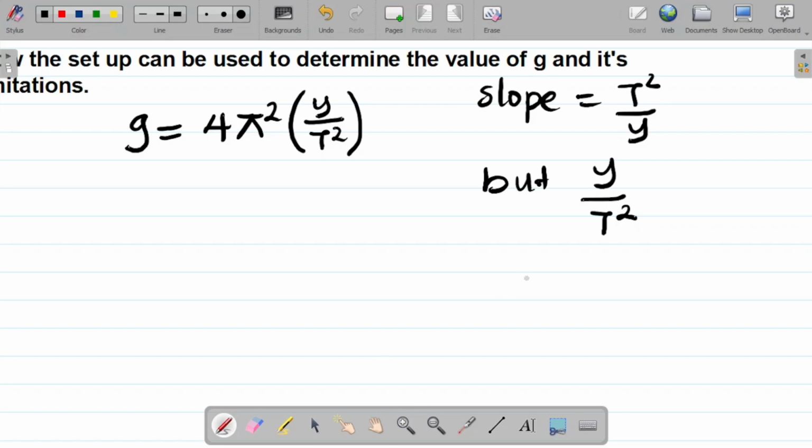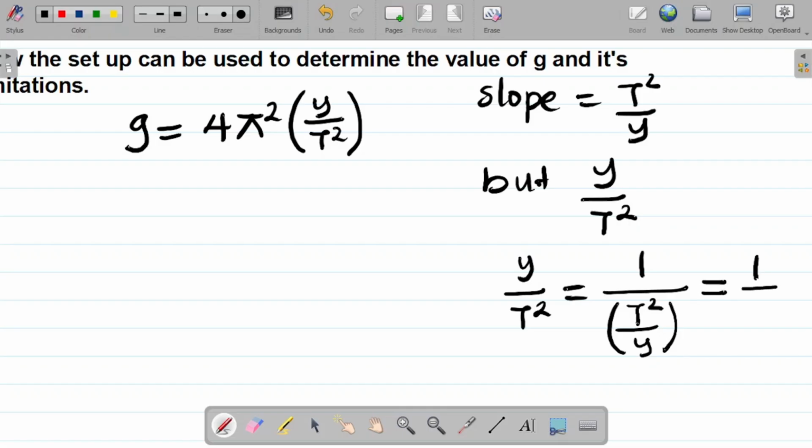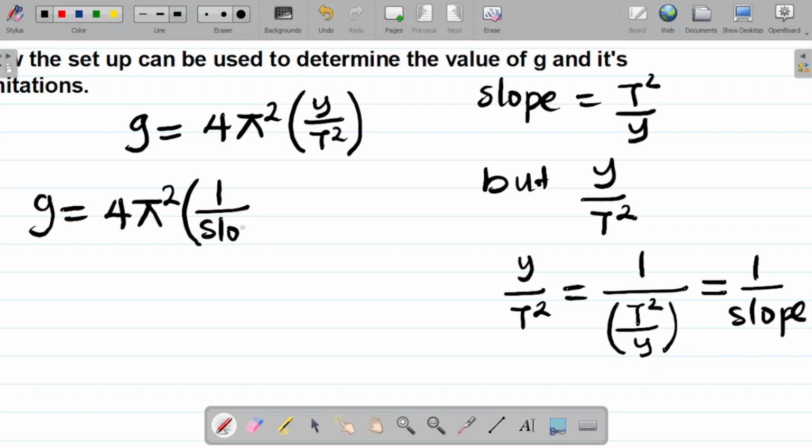So I'm saying that y over t squared is simply equal to 1 all over in bracket t squared over y. Now, since t squared over y is the slope, that means y over t squared is simply 1 all over the slope. That's what it means. So if this is true, that means g will be equal to 4 pi squared times y over t squared, which is 1 all over the slope value.